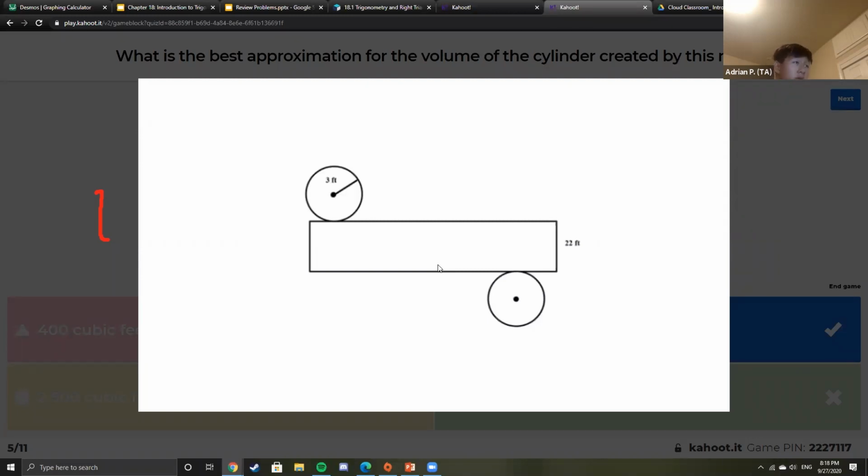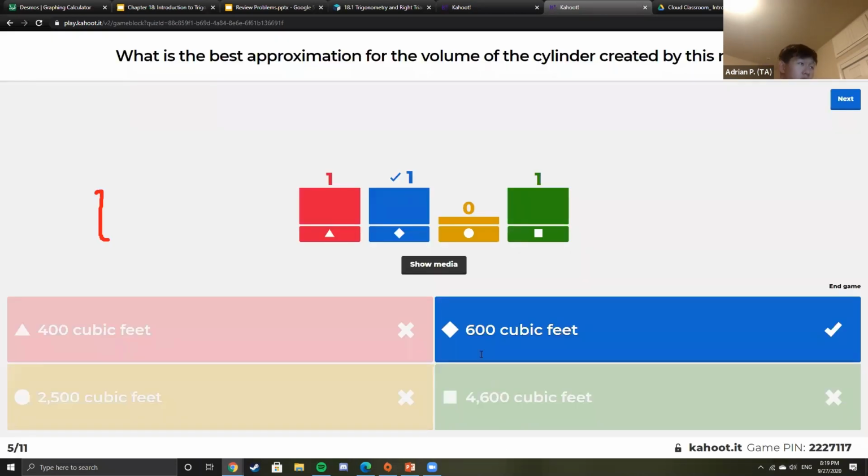So you'll have 9 pi times 22 for the volume, which is 198 pi. And then when you have 198 times pi, it approximates to about 622. The closest value in this number set is 600. So that would be the best approximation for the volume.